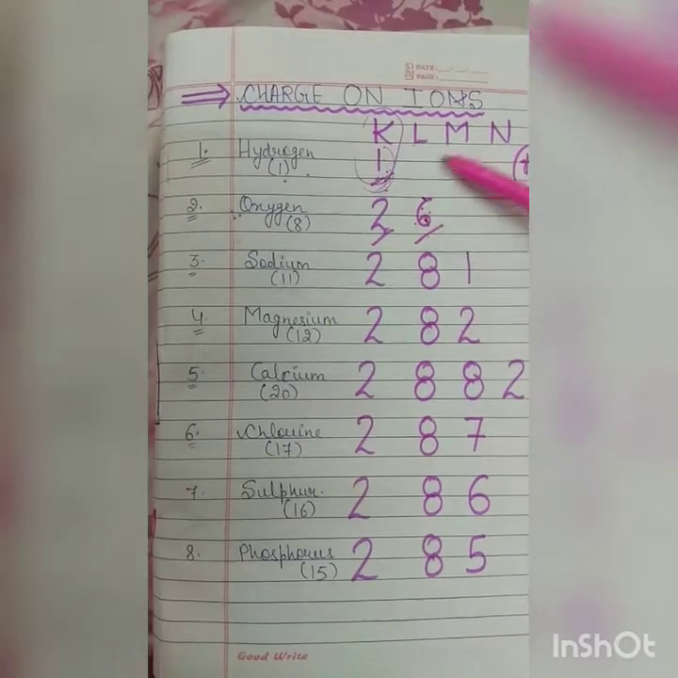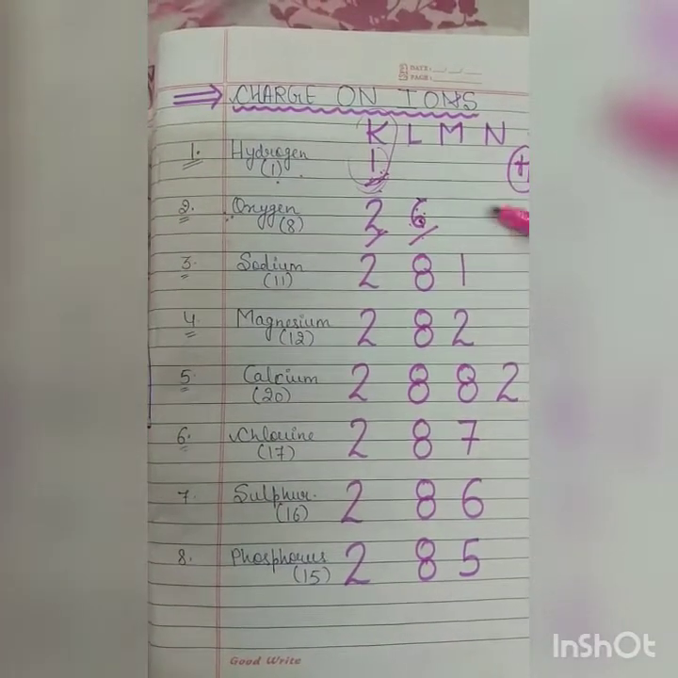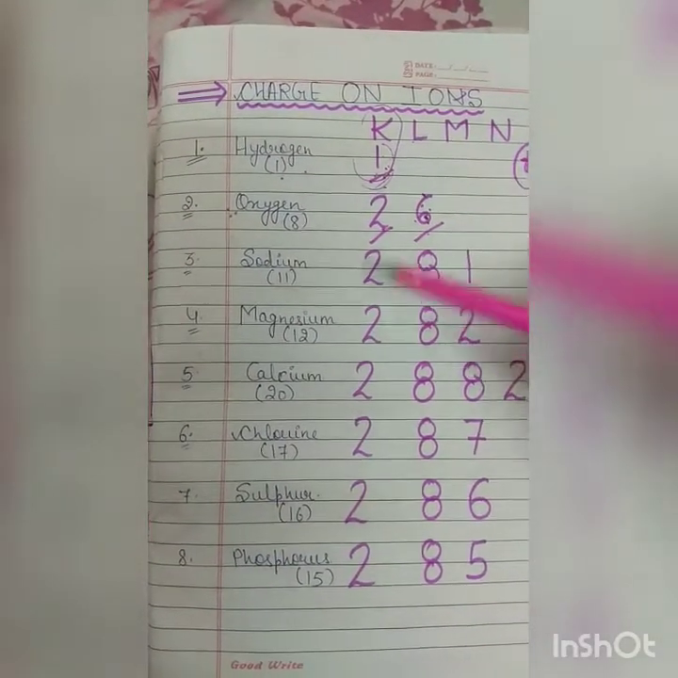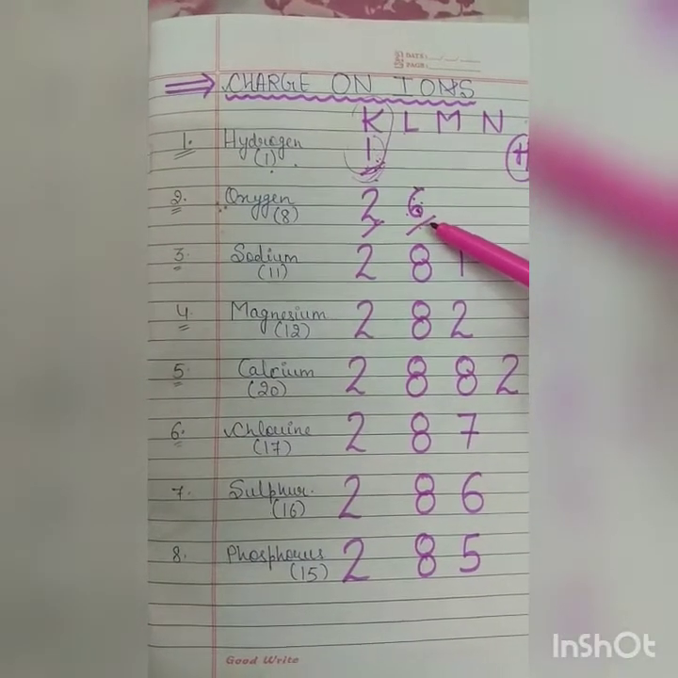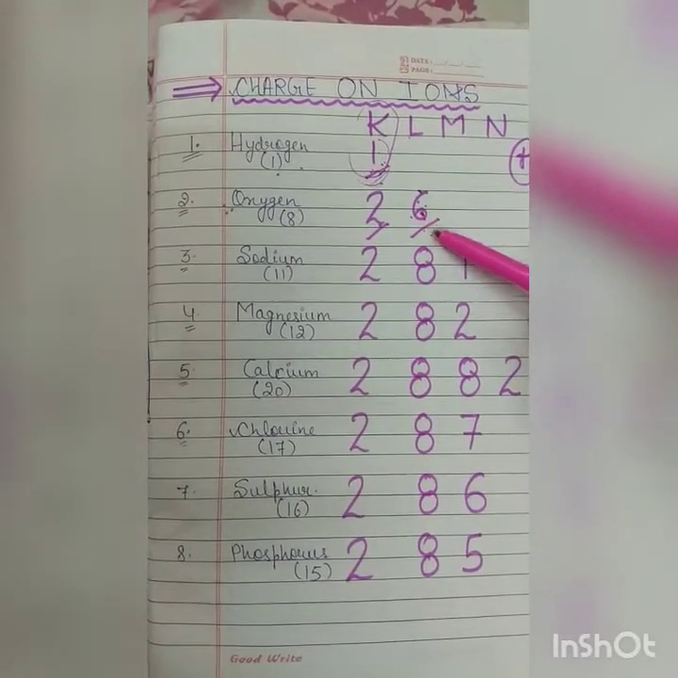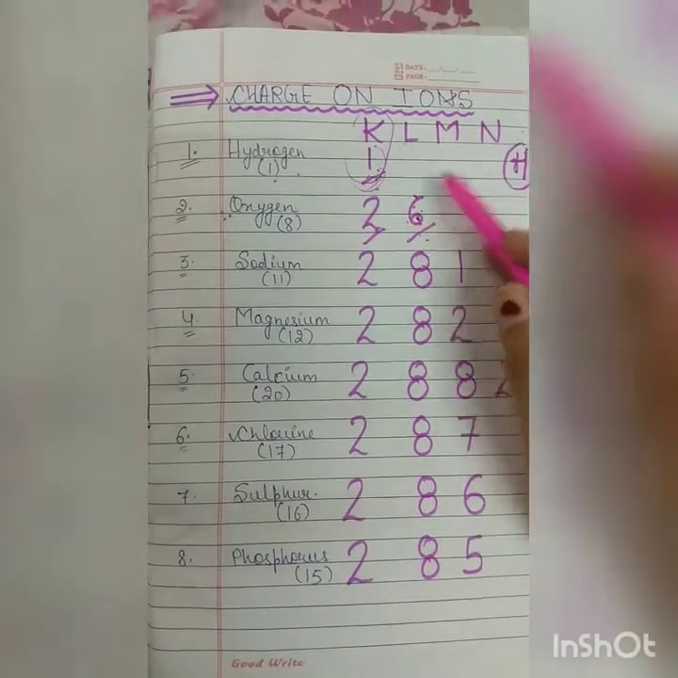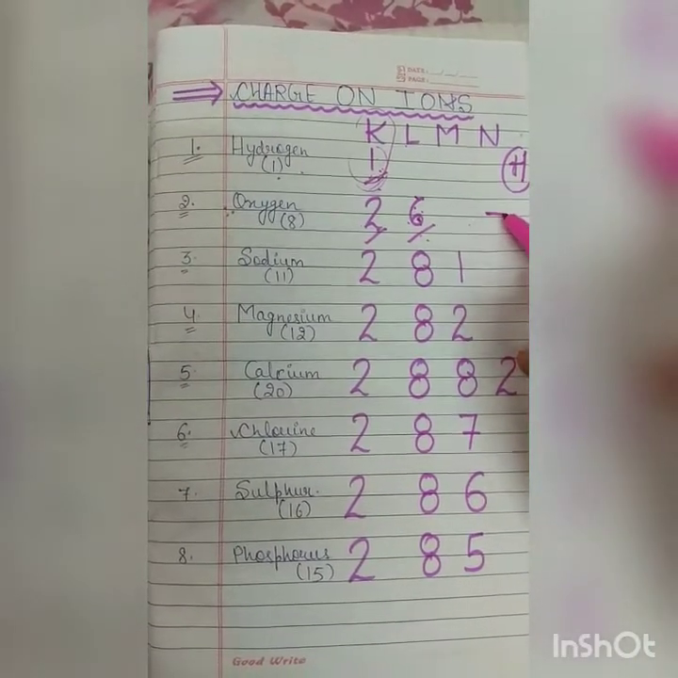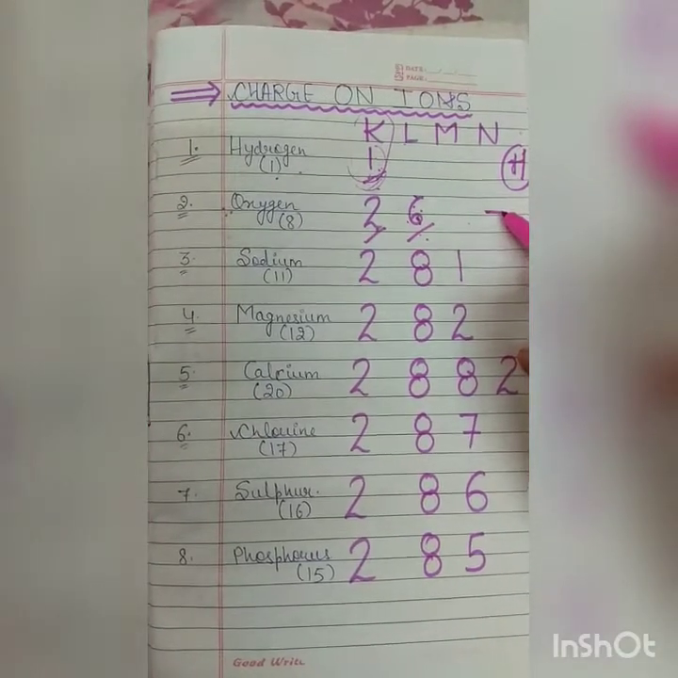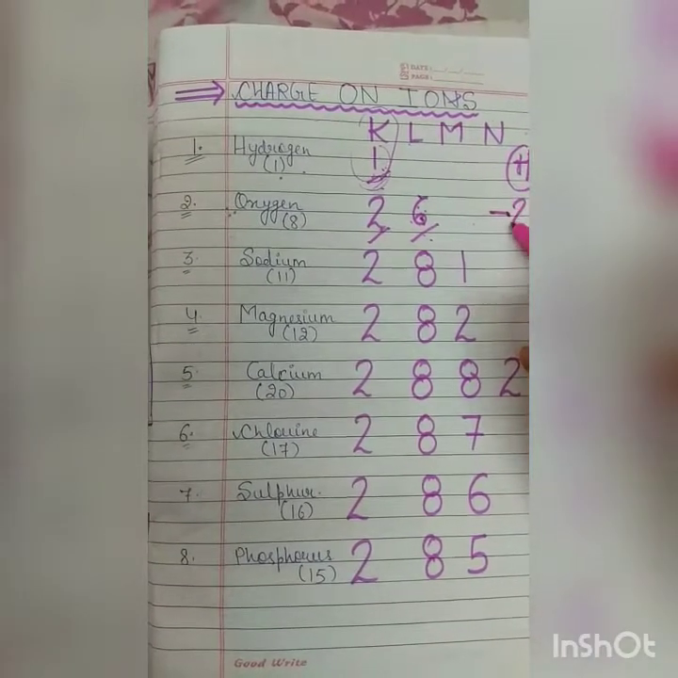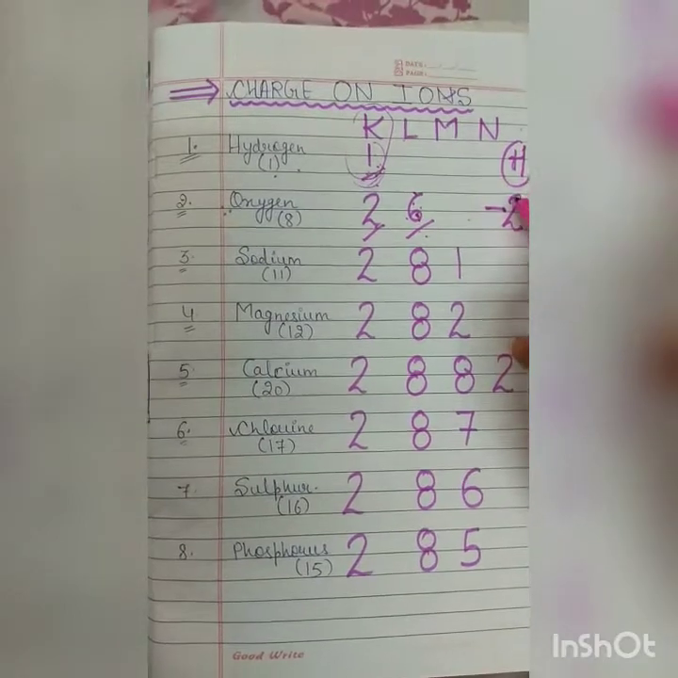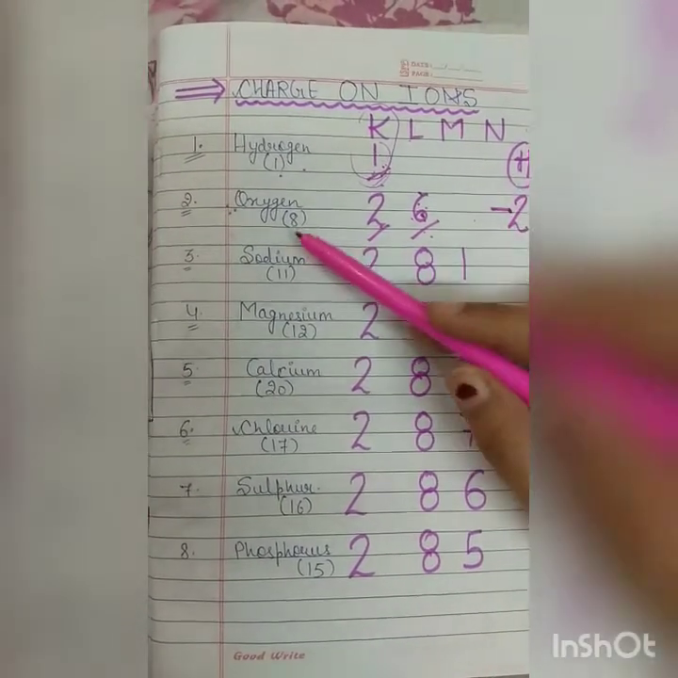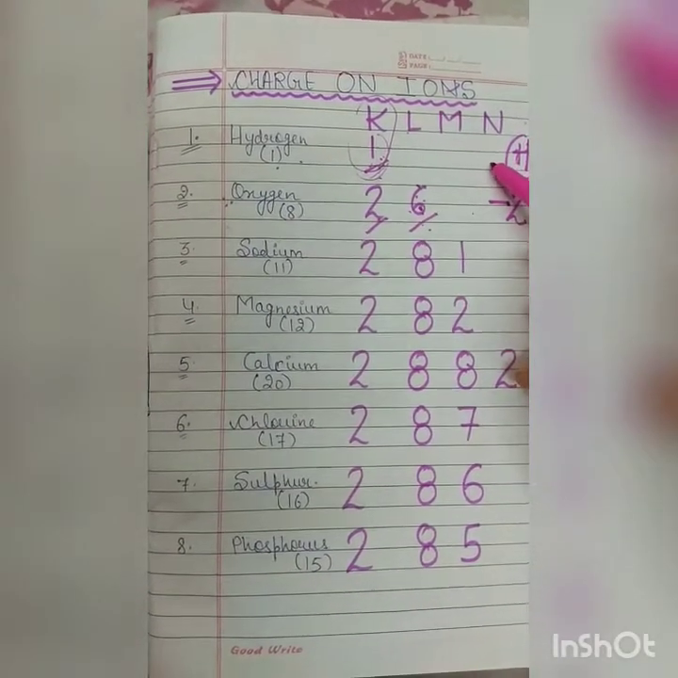So instead of losing these 6 electrons, which requires more energy, the oxygen atom will gain 2 electrons, which requires less energy, right? So here when it gains 2 electrons, we will be writing a minus sign, okay? And how many electrons will it gain? 2. So we will be writing minus 2. So minus 2 will become the valency of the oxygen ion, okay?